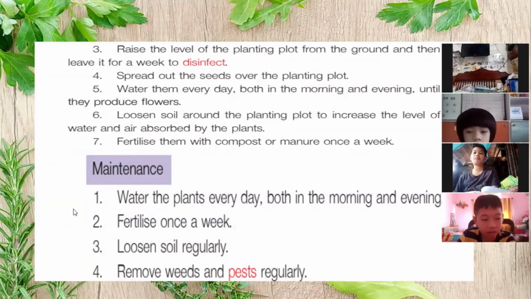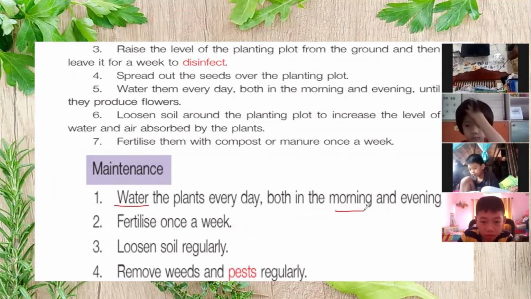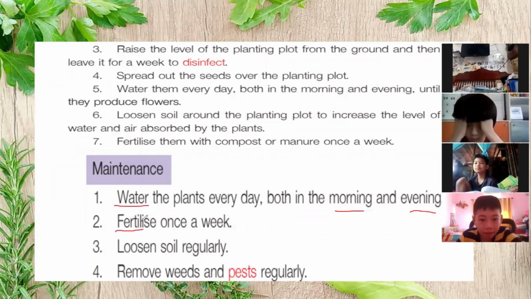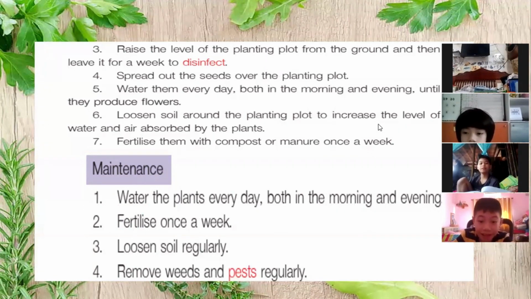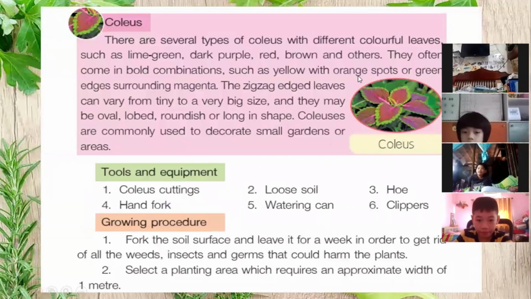Excellent. So here you can see, students, these are the 4 simple tips. First of all, give water 2 times a day, morning and evening. Second, give fertilizer once in a week. Third, loosen soil regularly. And fourth, remove weed regularly. So these are the 4 simple tips with the help of which you can maintain your plants. And this sort of maintenance is for all types of garden plants, okay?